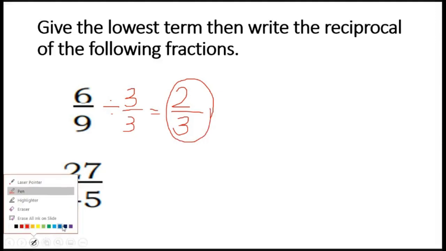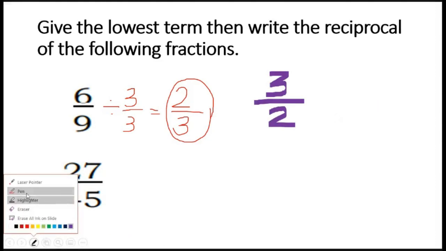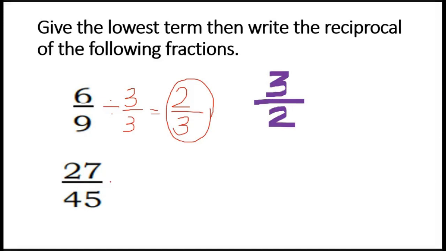And then, what is the reciprocal? Let's see. Baliktarin lang natin. So, the reciprocal is 3 over 2. That's it. Next, how about this one? They are not both even numbers. So, we can divide both sides, I think, by 3. Okay lang lagi magsimula tayo sa mababa.